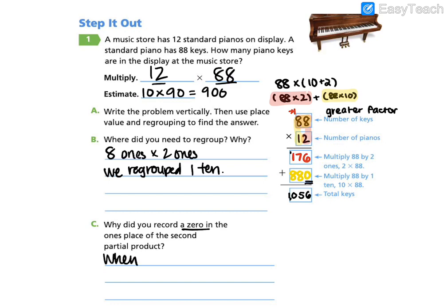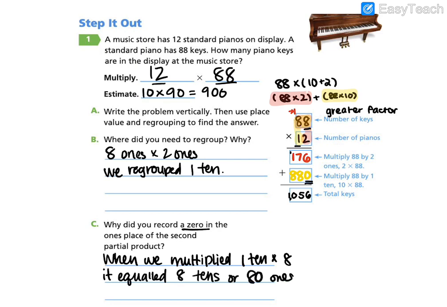So we can say when we multiplied 10 times 8, that was our first step here. 10 times 8 equaled 8 tens or 80 ones. Okay, so we needed to have that 0 in the ones place. So it's really important that we're understanding place value as we multiply.